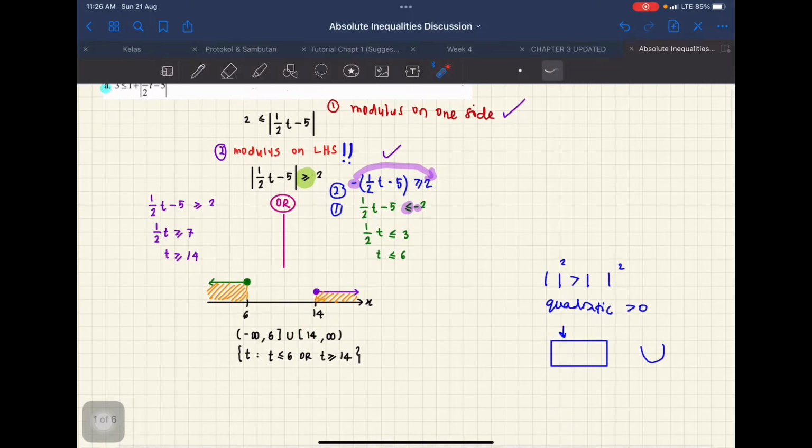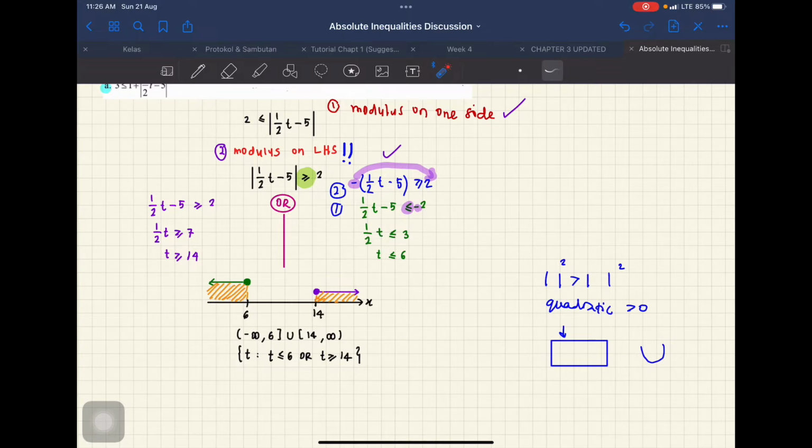Okay, and then dia nak union. So union konsep dia adalah unite. Dia bergabung. Kita ambil sahaja semua yang ada pada line kita tu, apa yang lalu, apa yang sentuh, apa yang langgar, semua kita ambil.